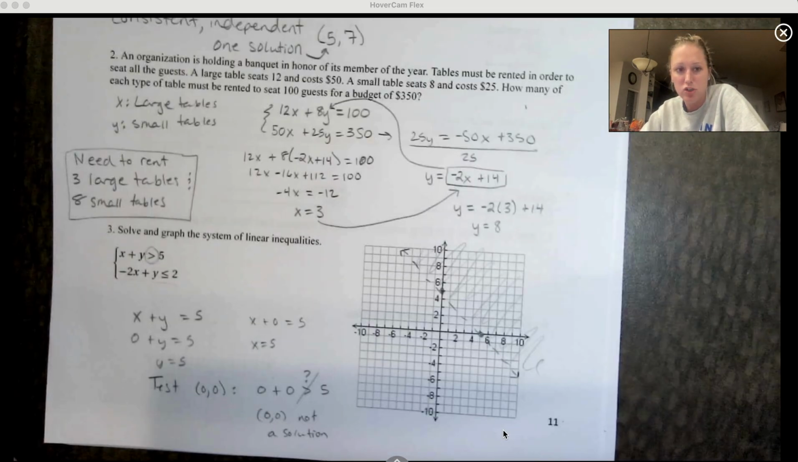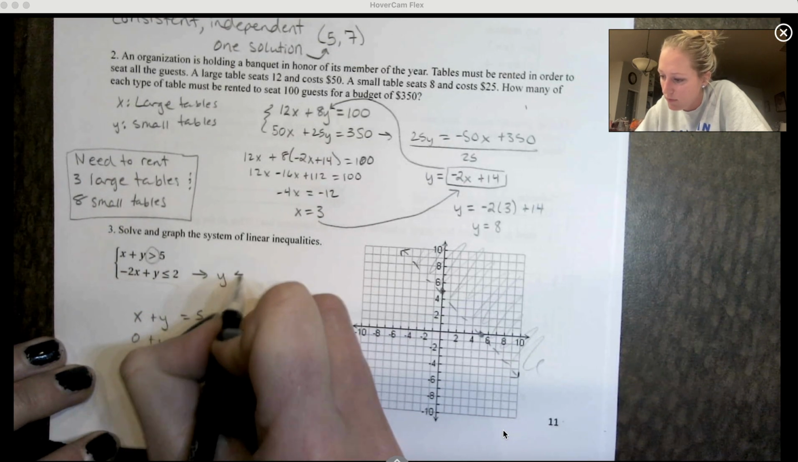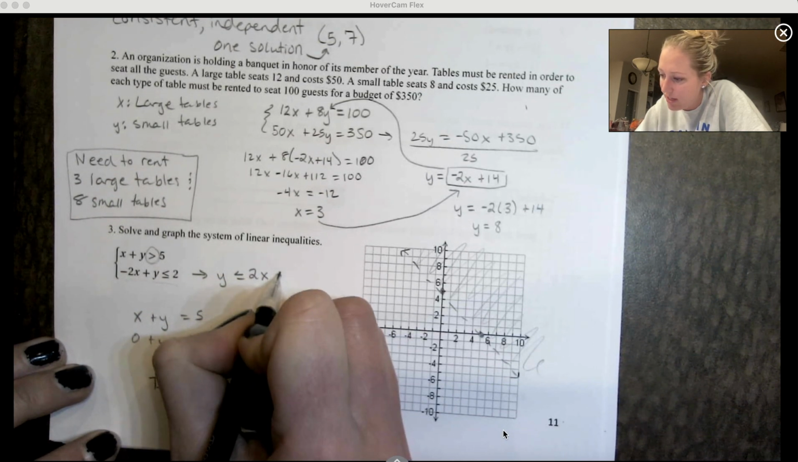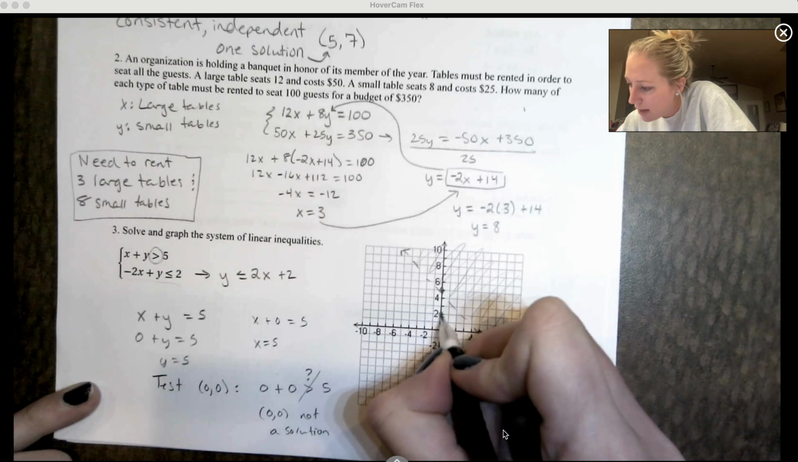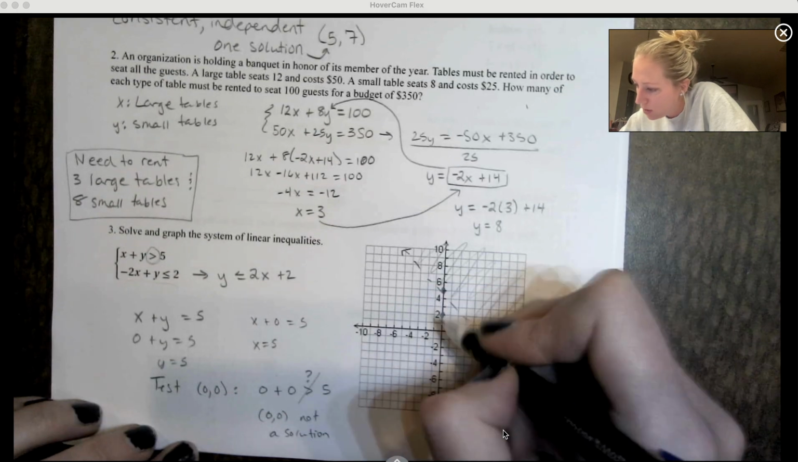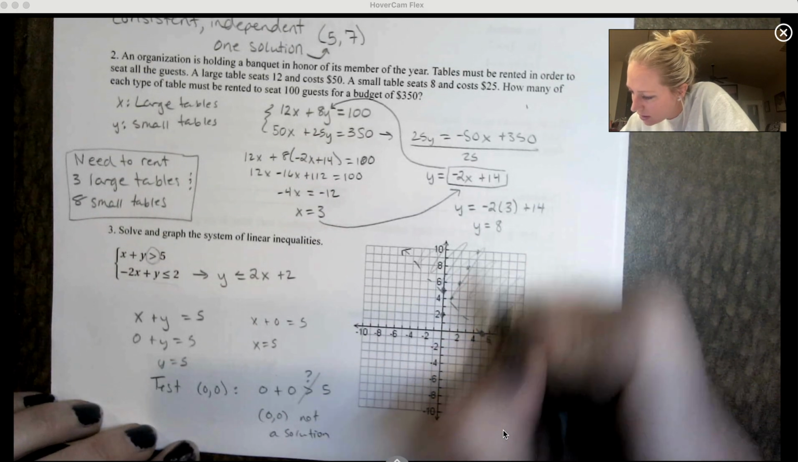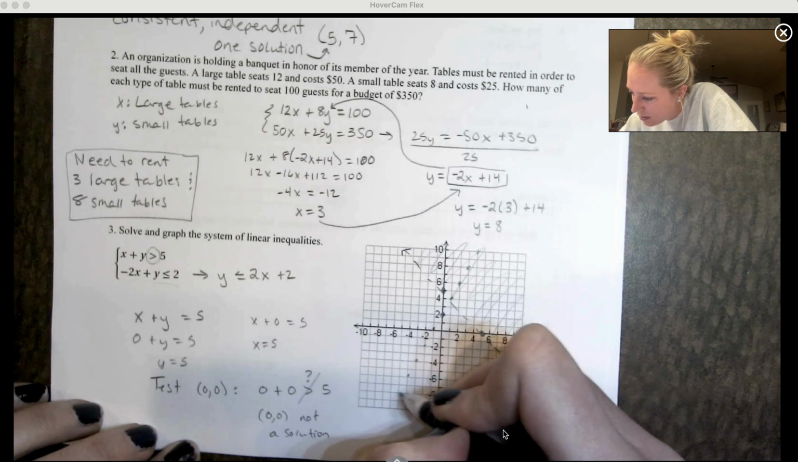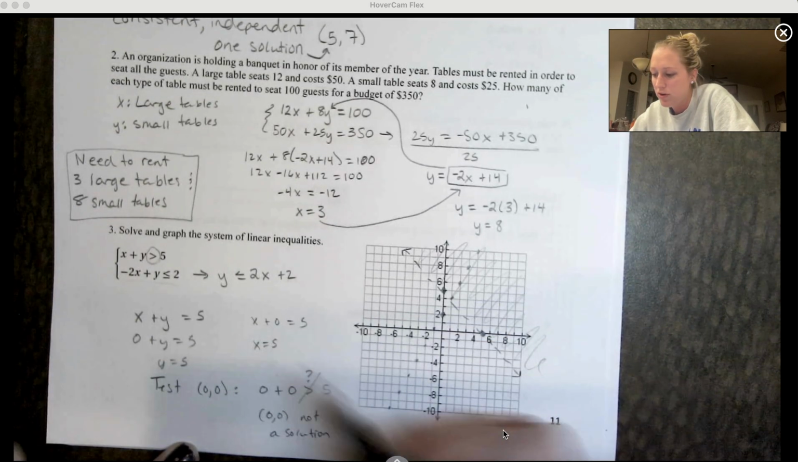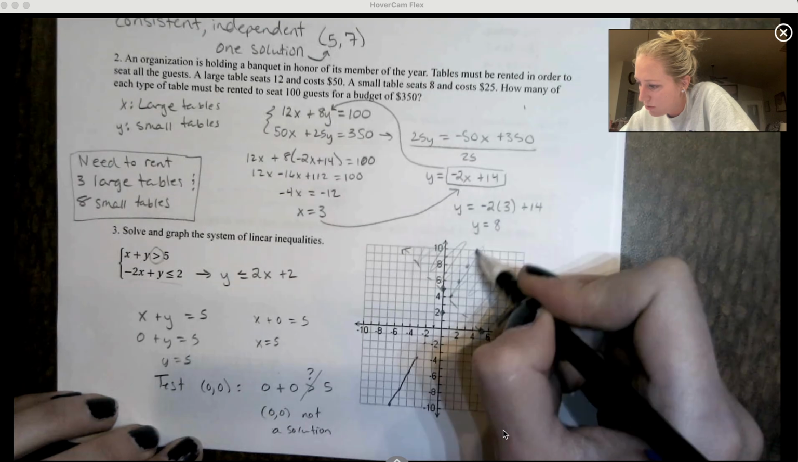Okay, this one I'm going to choose just to get y by itself, so I'm going to add the 2x to the other side. So we now have this in slope-intercept form, so my y-intercept is 2, and my slope is positive 2, so I'm going to go up 2 over 1, up 2 over 1, up 2 over 1, kind of keep that pattern going so my line's nice and straight. Okay, this one's going to be a solid line because it's less than or equal to.